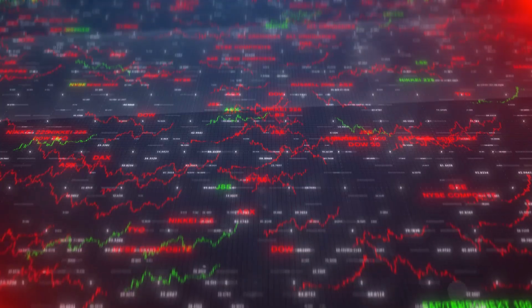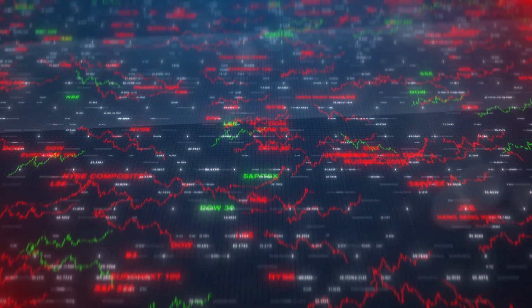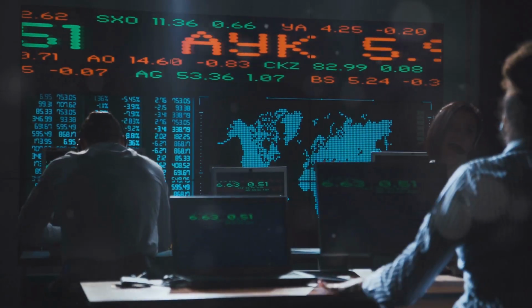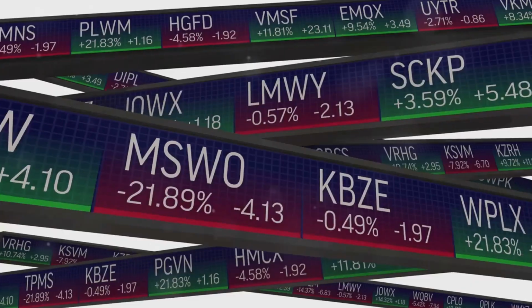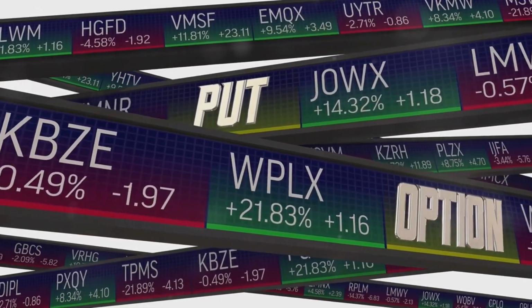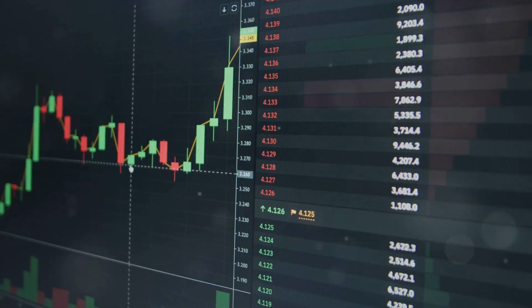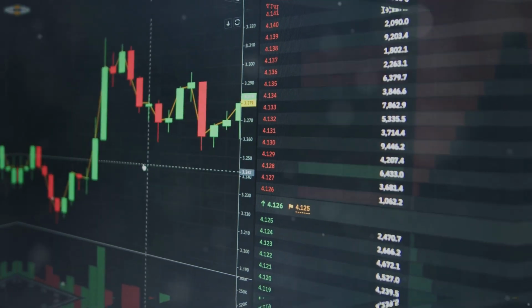Charm, also known as delta decay, measures the rate at which delta changes with the passage of time, and it's related to theta. It's particularly important for short-term options traders because it shows how the likelihood of a position being in the money changes as expiration approaches, even without significant price movement.